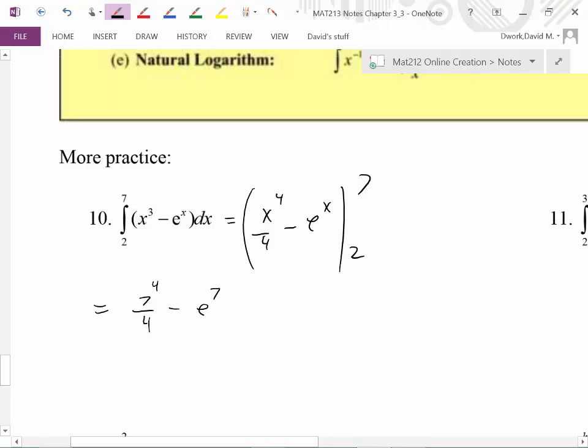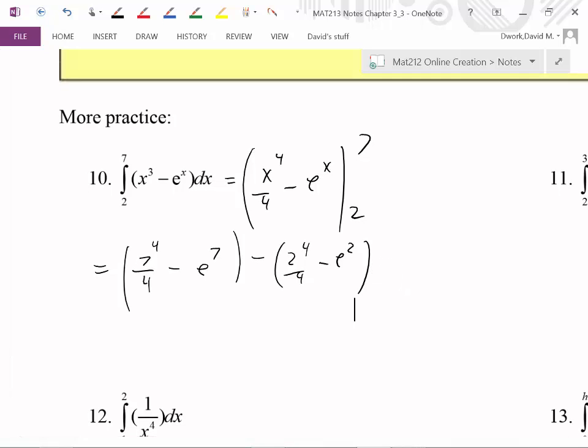Okay, so it looks like I should have 7 to the 4th divided by 4 minus e to the 7th. All of that minus 2 to the 4th divided by 4 minus e squared. Okay, and let's see if this cleans up at all. This would be 7 to the 4th divided by 4. I don't even want to clean it up. I'm just going to be super duper lazy. So this would be negative 2 to the 4th divided by 4.